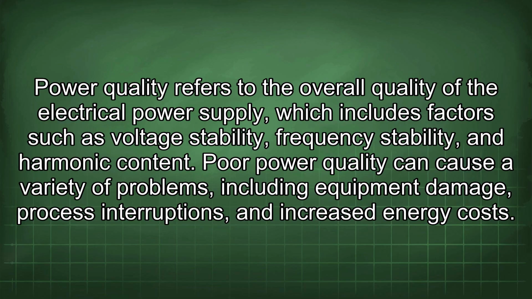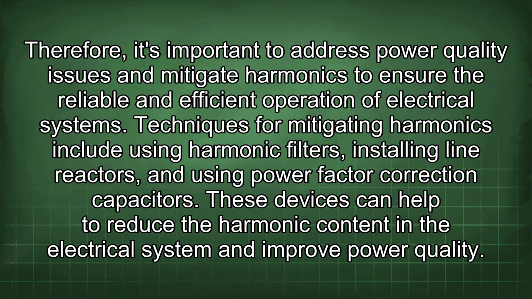Poor power quality can cause a variety of problems, including equipment damage, process interruptions, and increased energy costs. Therefore, it's important to address power quality issues and mitigate harmonics to ensure the reliable and efficient operation of electrical systems. Techniques for mitigating harmonics include using harmonic filters, installing line reactors, and using power factor correction capacitors. These devices can help to reduce the harmonic content in the electrical system and improve power quality.